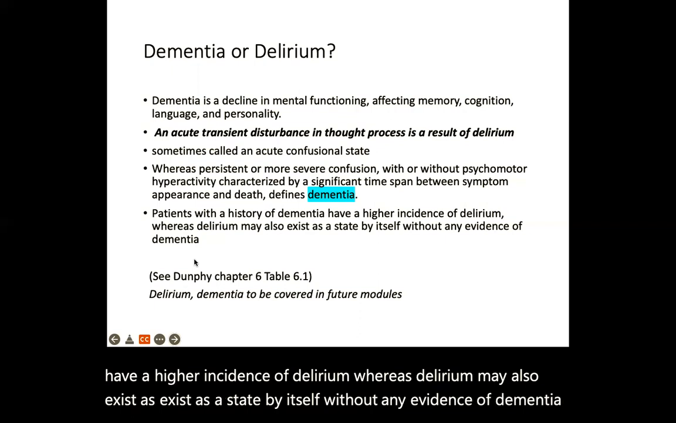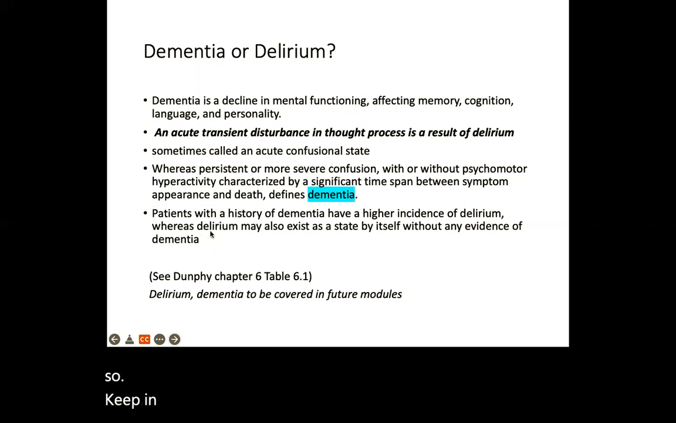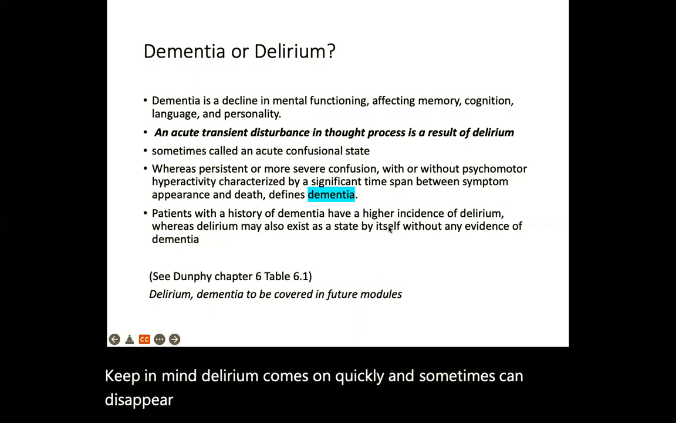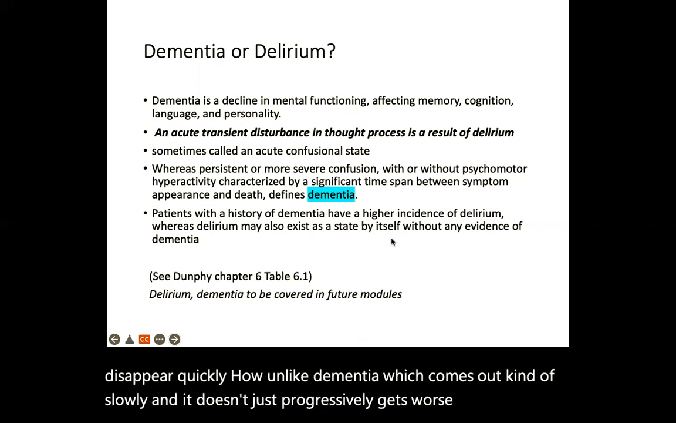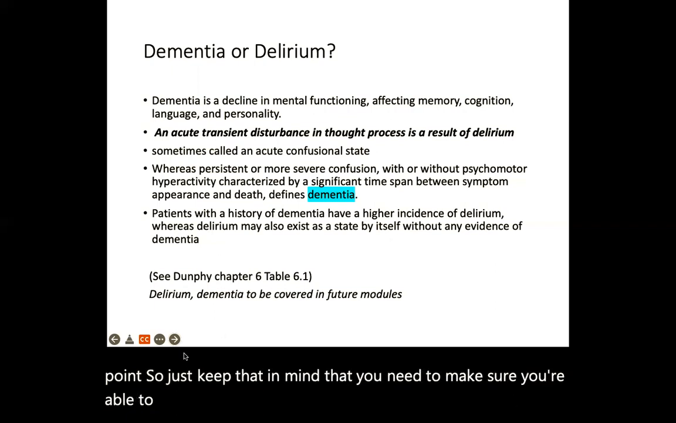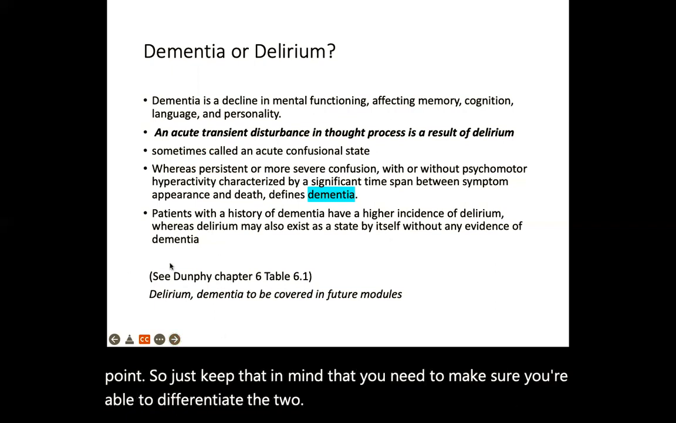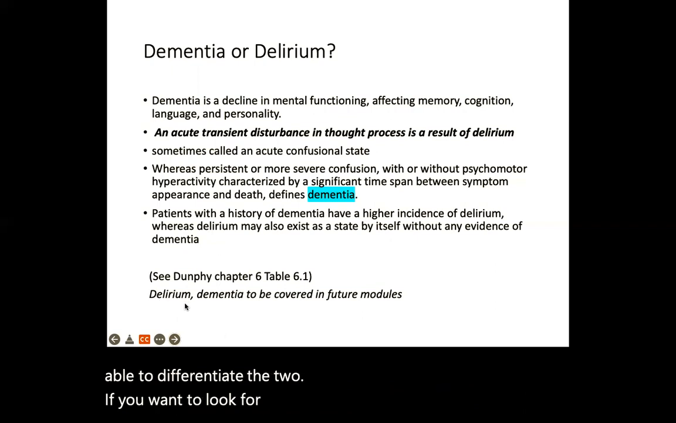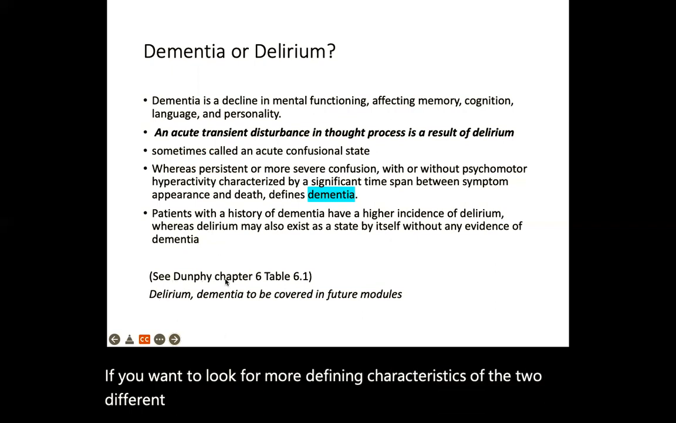So keep in mind, delirium comes on quickly, and sometimes can disappear quickly, unlike dementia, which comes on kind of slowly and just progressively gets worse at a certain point. So just keep in mind that you need to make sure you're able to differentiate the two. If you want to look for more defining characteristics of the two different things, you can look at your Dunphy chapter 6, table 6.1.